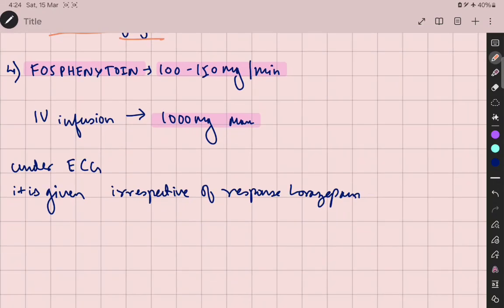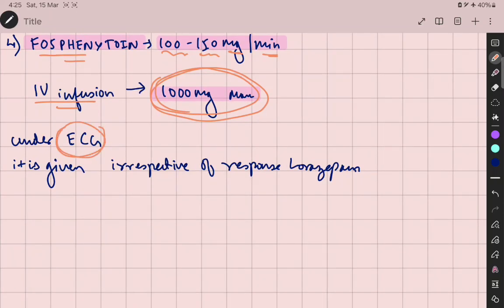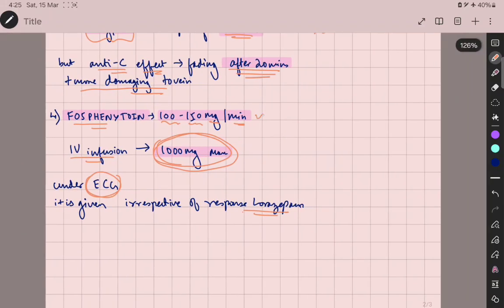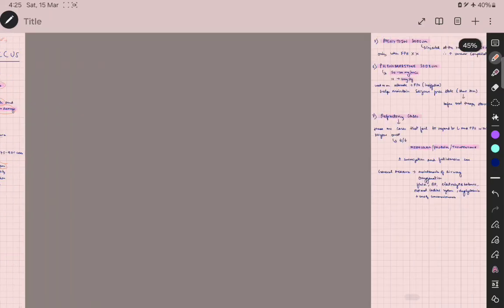Our fourth step of status epilepticus treatment is fosphenytoin. We give this at the rate of 100 to 150 milligrams per minute. It is given by IV infusion, and the maximum amount that we can give the patient is 1000 milligrams. This is given under ECG monitoring, and it is given irrespective of response after giving lorazepam to the patient. Fosphenytoin is a must in status epilepticus treatment.